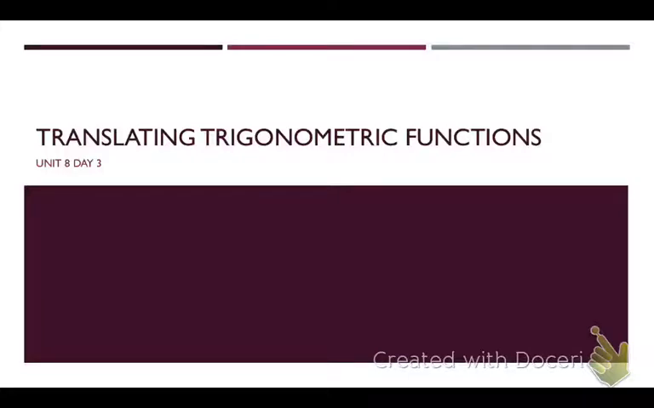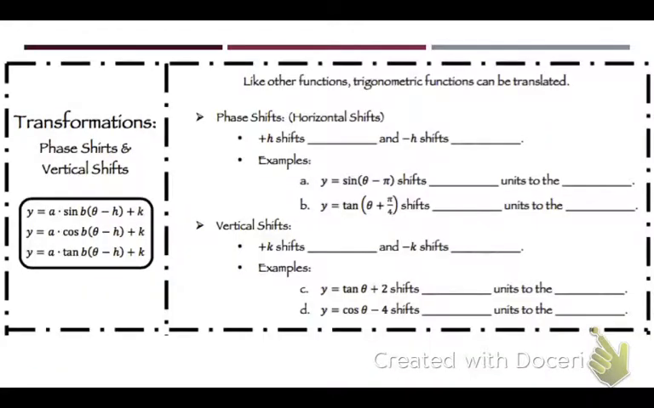Okay, translating trig functions. We're only going to translate sine, cosine, and tangent. We're not going to translate cosecant, secant, or cotangent. Okay? But basically, we know the basic gist of sine, cosine, and tangent. But now we're going to stretch it, move it to the right and left, and move it up and down. Okay? So phase shifts are horizontal shifts.